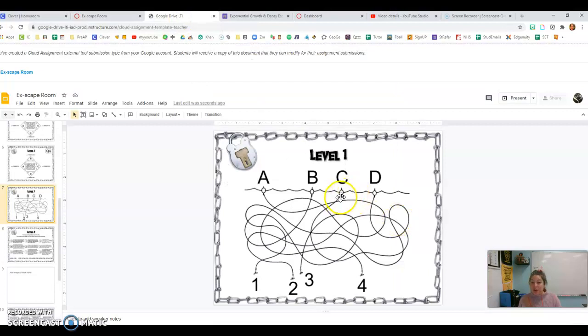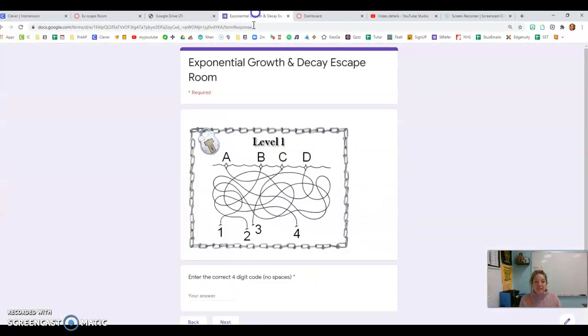So if we go back and look, I know my first answer was C, so we're going to follow the trail. Sorry, I'm really slow. And we get a 2, okay? So the first number is going to be 2. And then no spaces, you're going to type in the rest of your code.